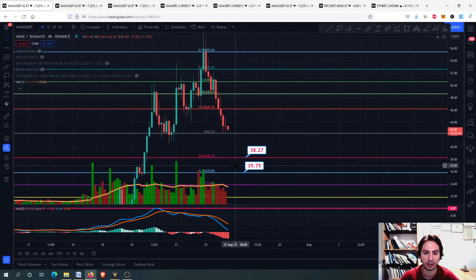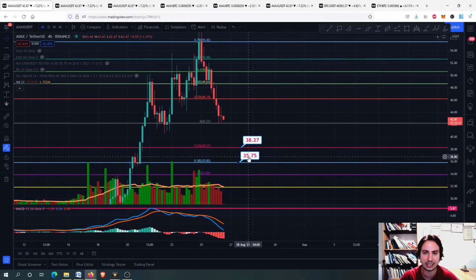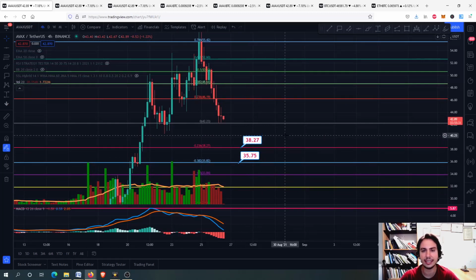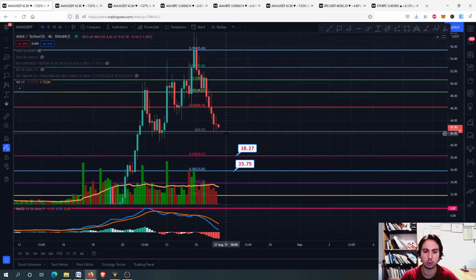And we have one more at the 35.5775, sorry, actually, which is our next price level. So support levels 38.27, 35.75 in case we close below the 42 and especially the 41 Tether USD price.